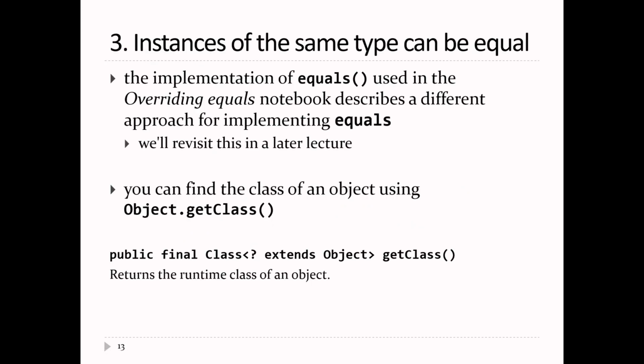Okay, part 3. Instances of the exact same type can be equal. And objects that have different types cannot be equal. So we're going to relax this restriction later on, but for now, this is the restriction that we're going to live with. Yes? Can primitive types like int be equal to the wrapper classes like Integer? Yeah, but that's handled specially.